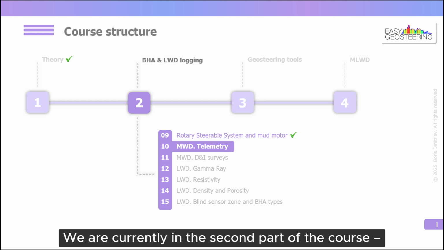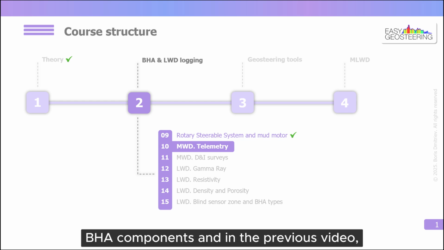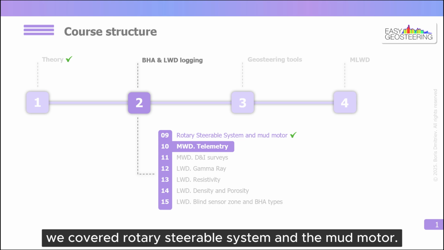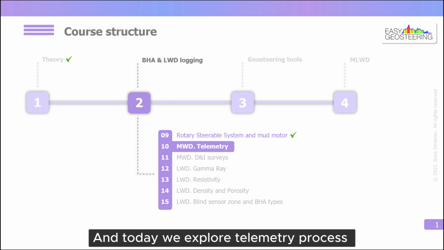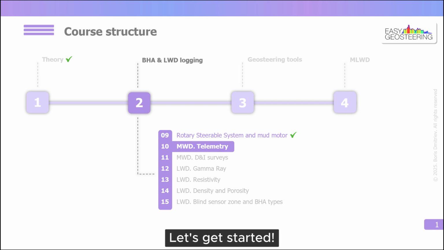We are currently in the second part of the course, BHA components, and in the previous video we covered rotary steerable system and the mud motor. And today we explore telemetry process and data density. Let's get started.